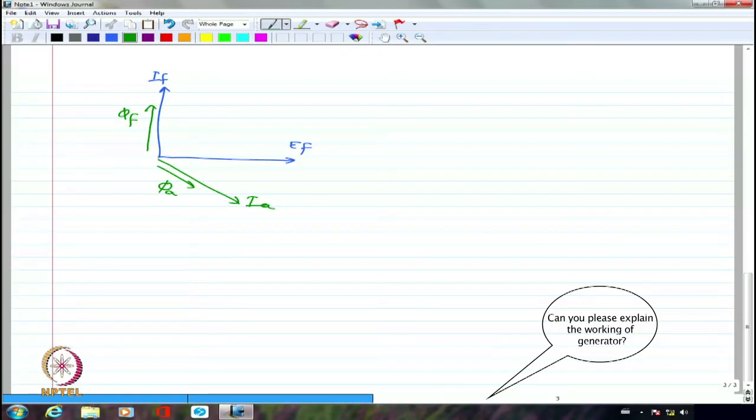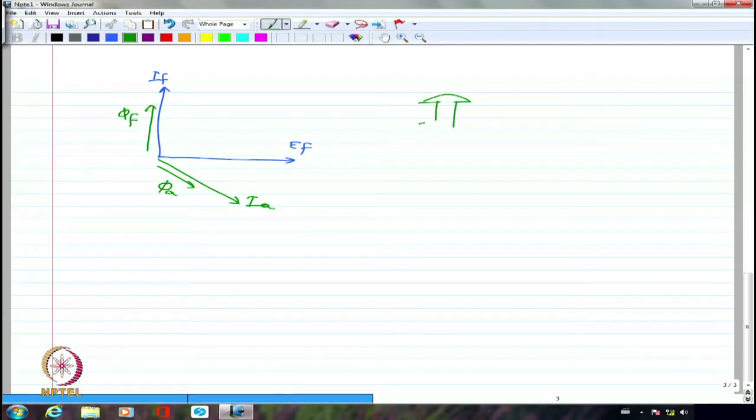Okay, the working of the generator is this: I have a magnet created either by a permanent magnet or an electromagnet. This magnet is being rotated at synchronous speed with the help of a shaft in the middle, which is attached to a prime mover. The prime mover makes sure that the rotor is rotated at a particular speed, synchronous speed.